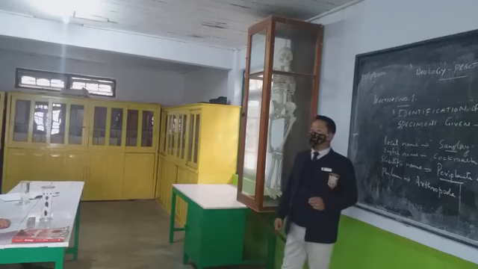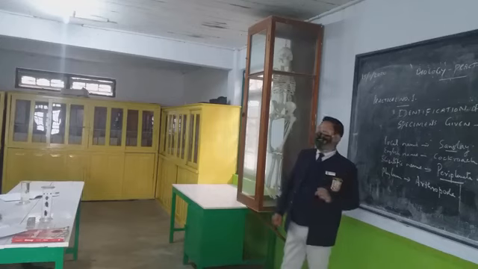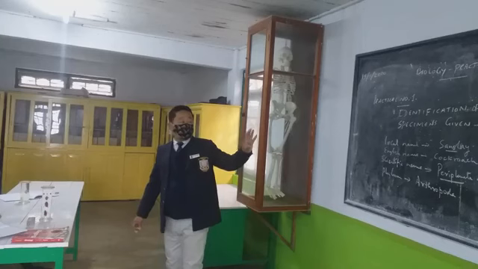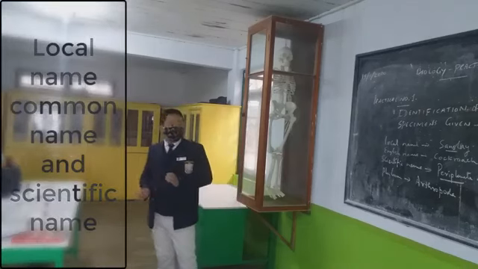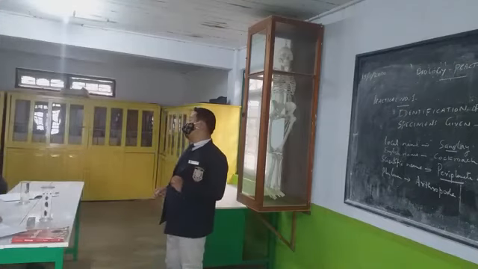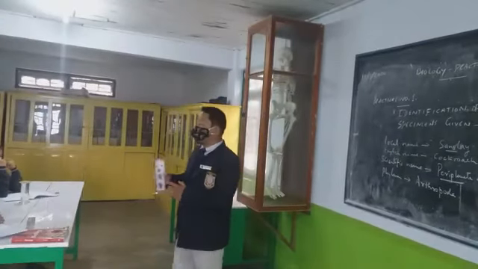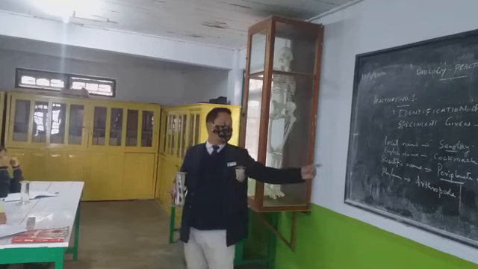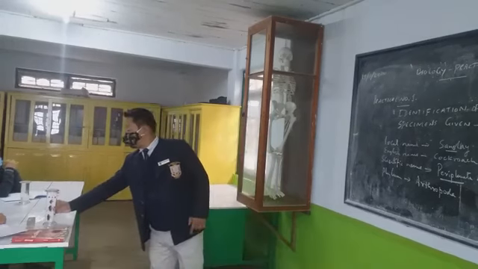At least you may not know the class or order they belong to, but at least you try to write this much: local name, common name or English name, scientific name, and the phylum they belong to. As I was talking about this cockroach, it's locally known as sangle, English name is cockroach that you all know, and scientific name is Periplaneta americana. Please see here.